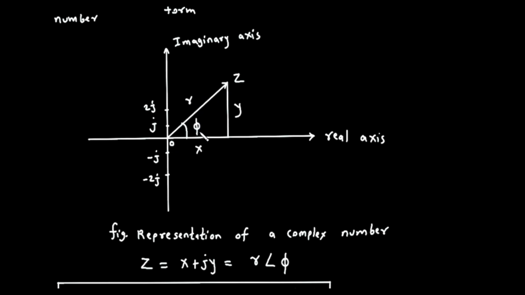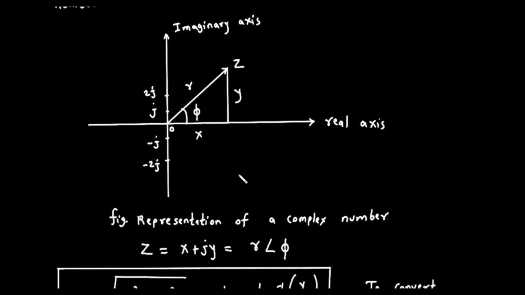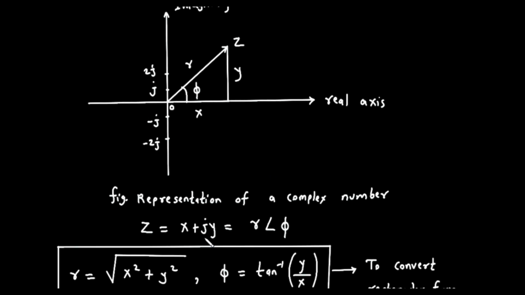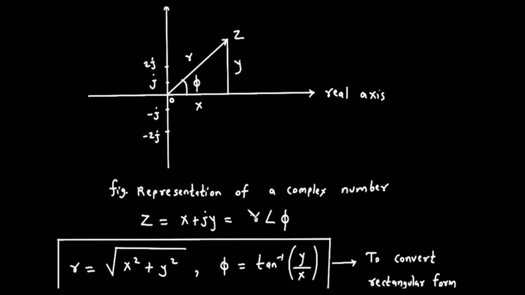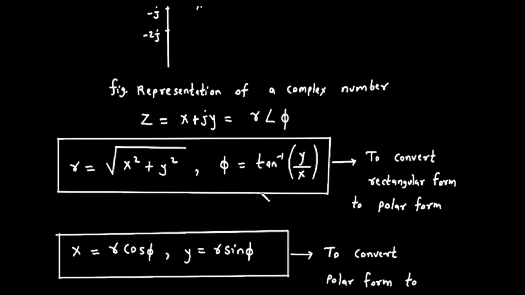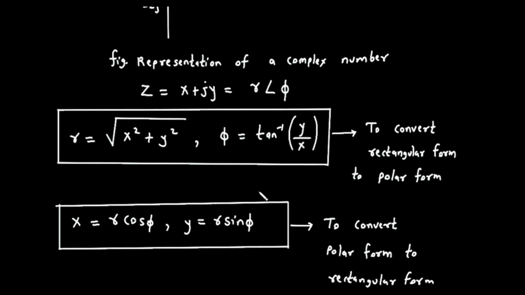This diagram perfectly illustrates how the rectangular form, x and y, and the polar form, r and phi, are just two different ways of describing the exact same point. This brings us to a very practical question: how do we convert between these two forms? Let's say we have the rectangular form, x plus jy, and we want to find the polar form, r at an angle of phi. To find the magnitude r, we use the Pythagorean theorem.